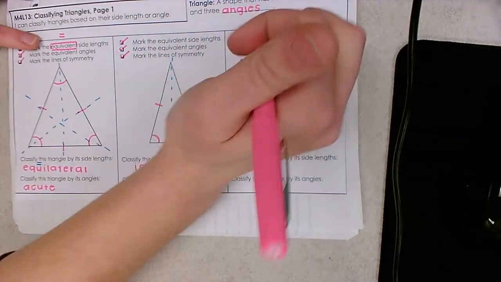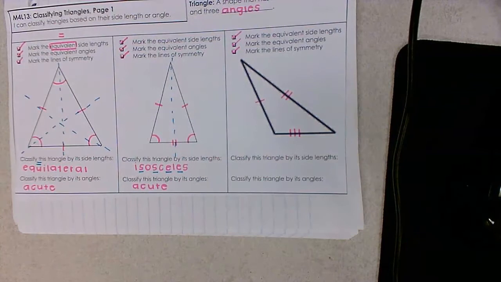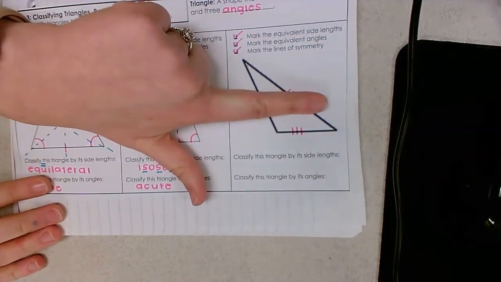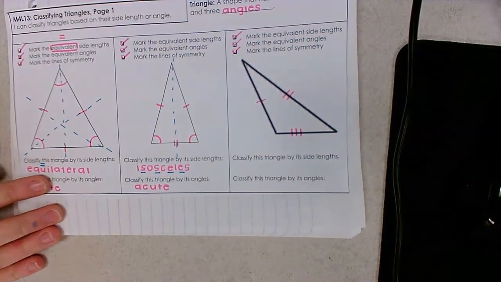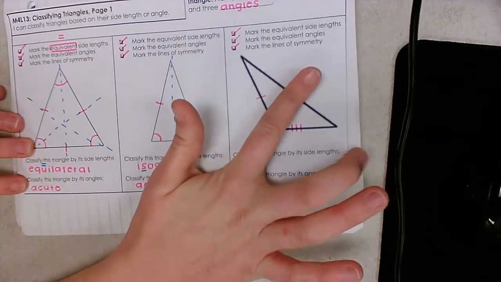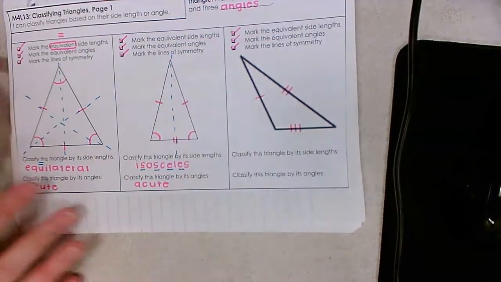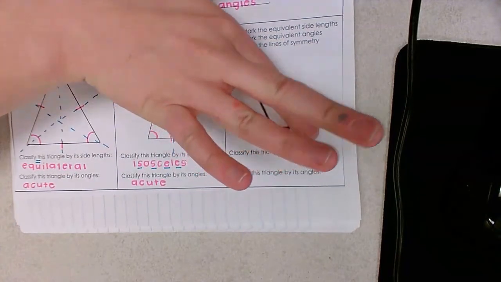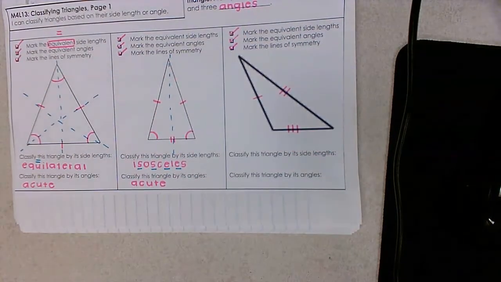Which means when it comes time to mark my lines of symmetry, I'm going to have a hard time. If I go vertically, nope. Horizontally, nope. If I follow the endpoints of the triangle, nope. Nope. Oh, definitely not. This one's a mess. There are no lines of symmetry inside of this triangle. Do we know what we call this crazy triangle?